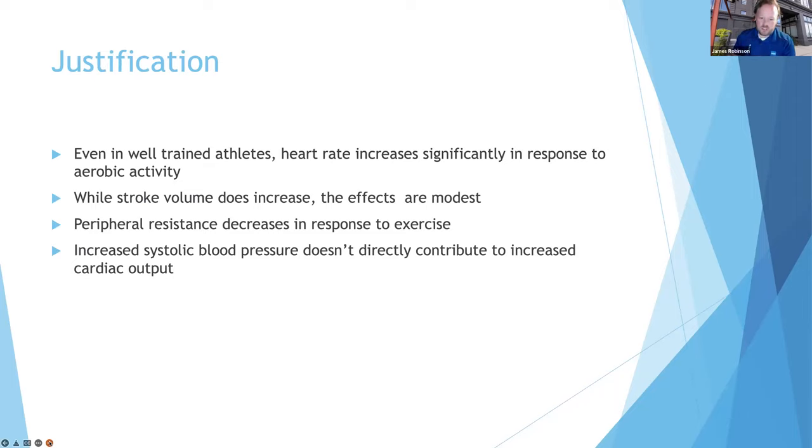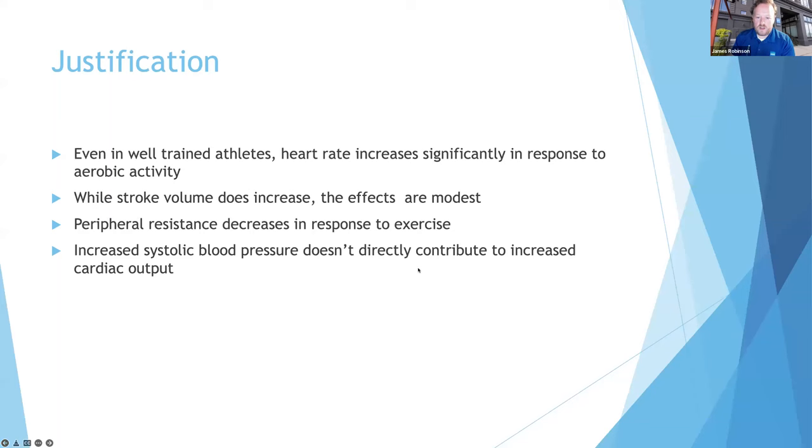Peripheral vascular resistance actually decreases in response to exercise because you're perfusing your musculature, and increased systolic blood pressure doesn't directly contribute to an increase in cardiac output. You do increase your systolic blood pressure, but it doesn't directly contribute to cardiac output.